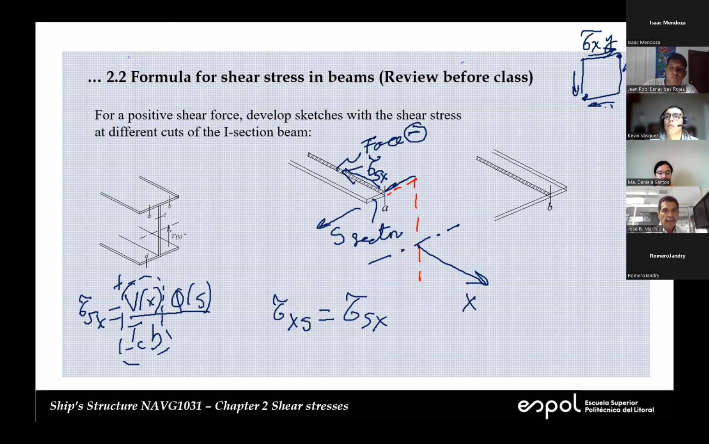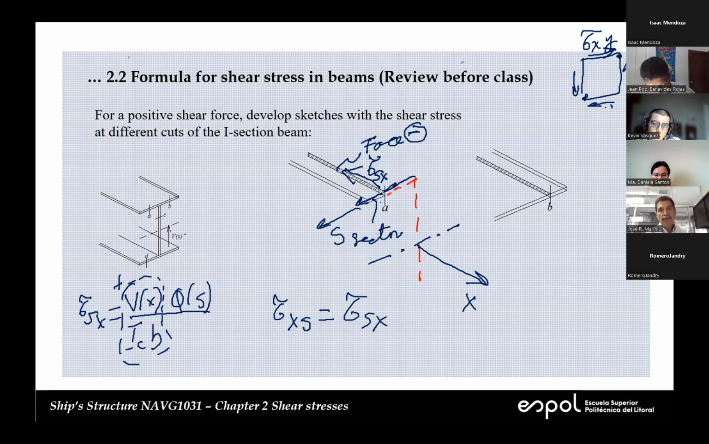So in this case, the arrow points in that direction. So in this face, the tau has to point in this direction. So this is tau Sx, Xs. Okay? Now, in a minute, I will explain why this makes sense.